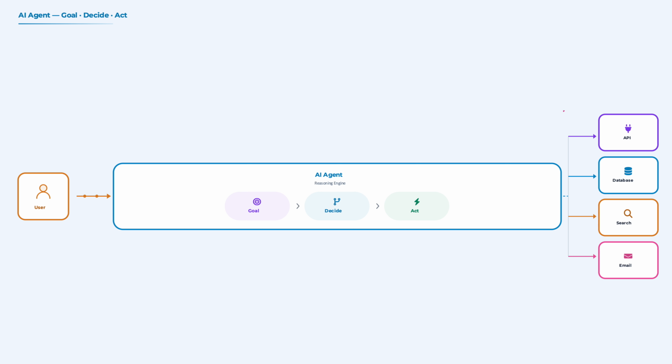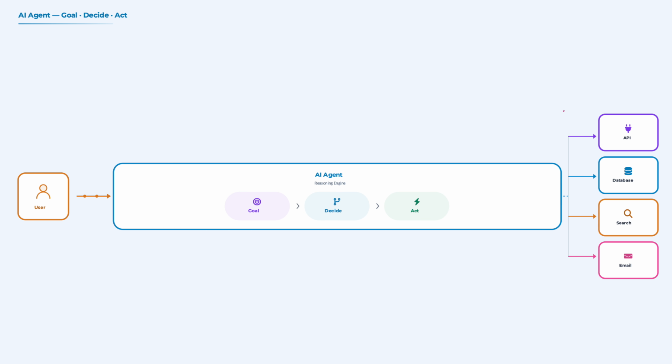So the flow might look like this. User request. AI agent. Retrieve failed payments. Analyze results. Generate summary. Send email. Return the result. The important difference is this. An AI agent doesn't just generate text. It can use capabilities from other systems to help achieve a goal.